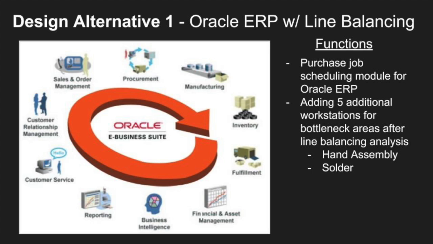The first design alternative is an Oracle ERP job scheduling. I chose Oracle because supplier A is familiar with Oracle and already utilizes it. All they would need to do is purchase and upgrade the job scheduling module available on Oracle's online store. This alternative also includes the implementation and construction of the additional workstations I calculated in my line balancing analysis.